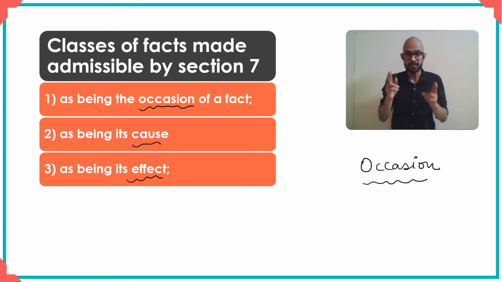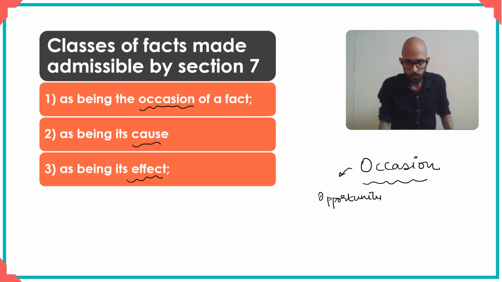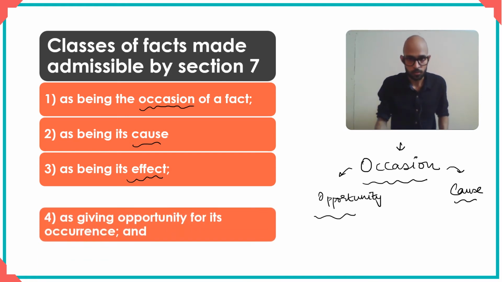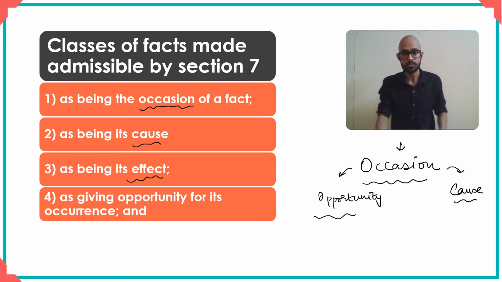So I hope you understand the difference between occasion, cause and effect. Of course, occasion can sometimes take the color of opportunity, right? Sometimes it means something like opportunity, sometimes it means something like cause, but it is not precisely either of these, right? That's why you have the word occasion here as well. Talking about opportunity, that also is given for you in section 7 itself. If something allows for an opportunity for something to happen, that also is relevant under section 7.